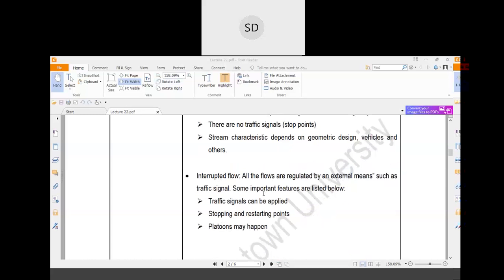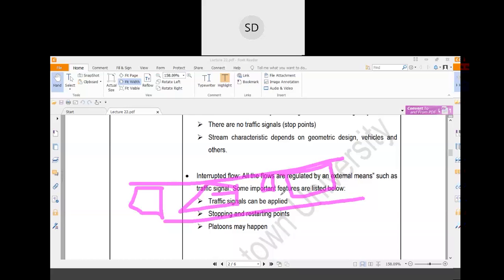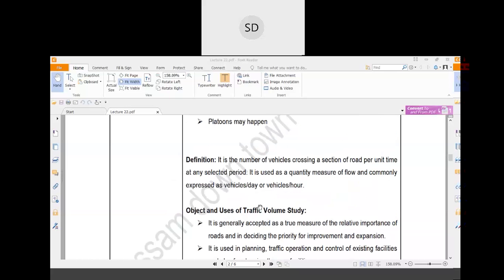Now, interrupted flow is highly regulated by different traffic regulation techniques, like traffic signals, and there will be different stopping and starting points. Platoons may be formed. Platoons means, suppose there is a very narrow road section, and one slow moving vehicle is there and it is not giving access to other vehicles to overtake it. In that case, there would be a line of vehicles behind that vehicle. That phenomenon is called a platoon. So vehicle platoons may be observed in the case of interrupted traffic flow.